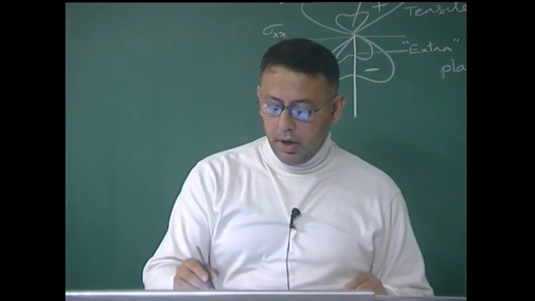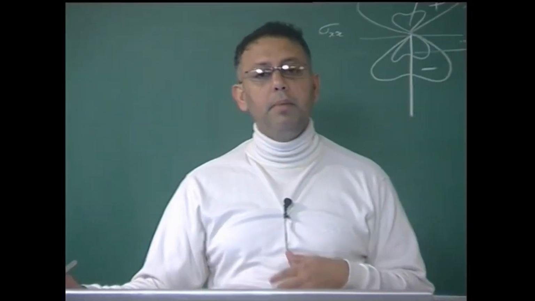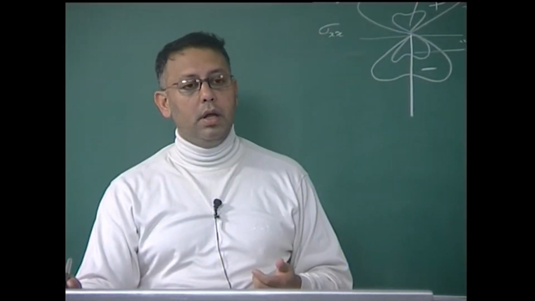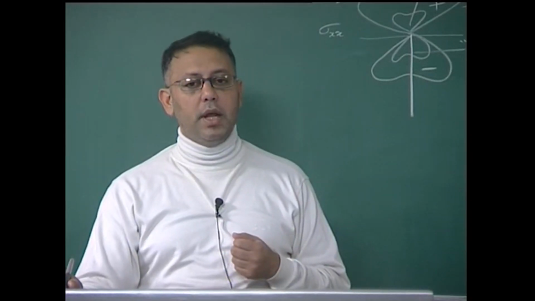As in the case of an interstitial solute atom dislocation association, this combination of a substitutional atom with the grain boundary leads to a lowering of energy. And of course, when I am talking about energy here, I am actually talking about the Gibbs free energy of the system. Now, this has important consequences. This segregation may make the grain boundary very weak. This segregation may lead to precipitation at the grain boundary. This segregation may lead to what you might call hot shortness or cold shortness when I am doing plastic deformation.